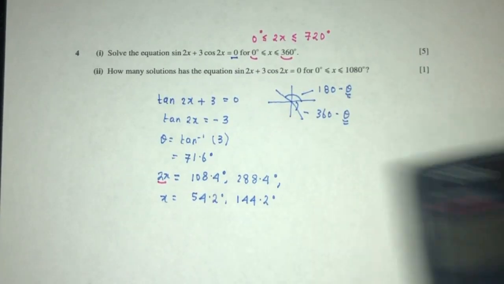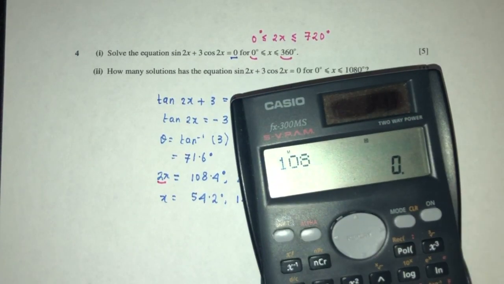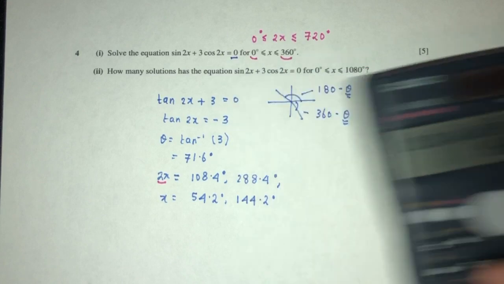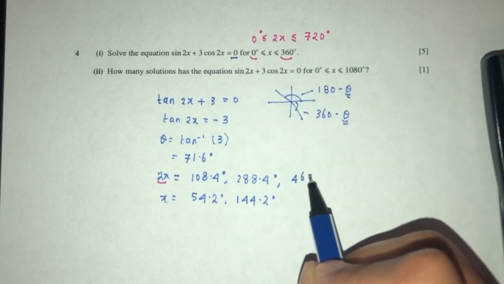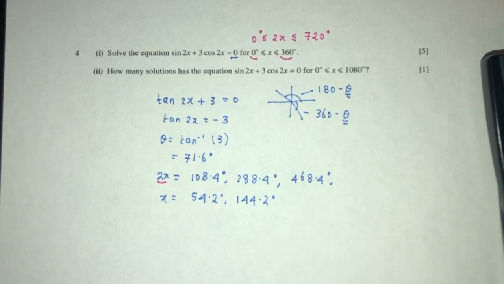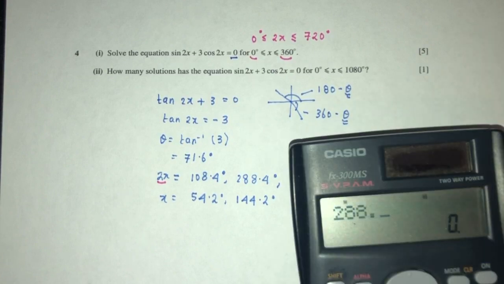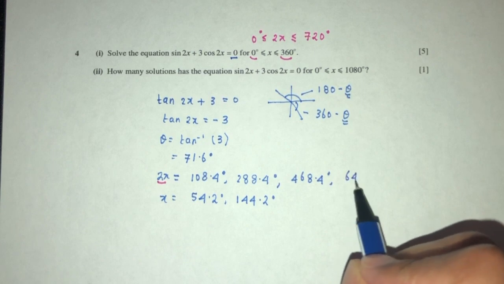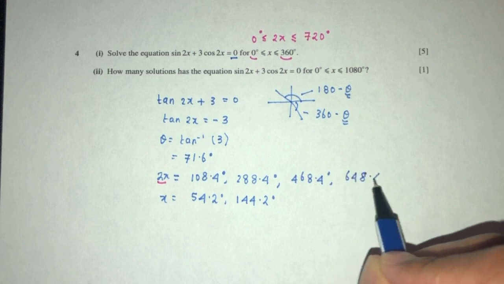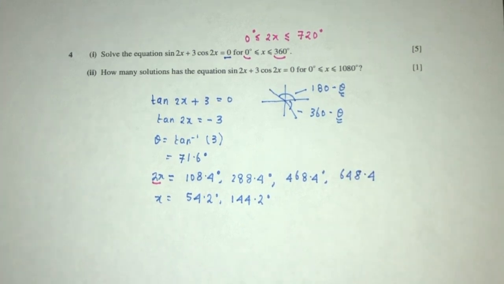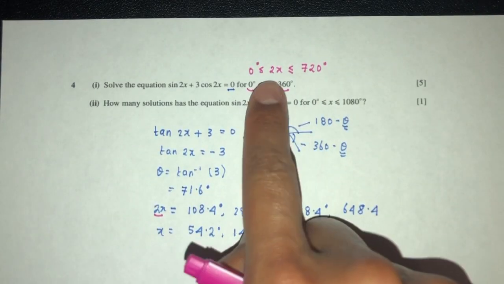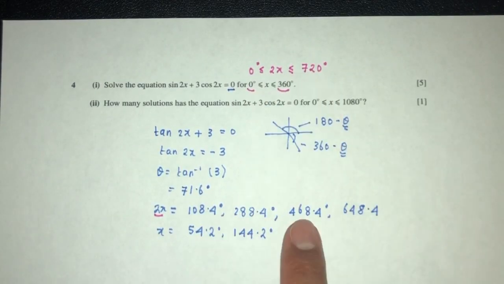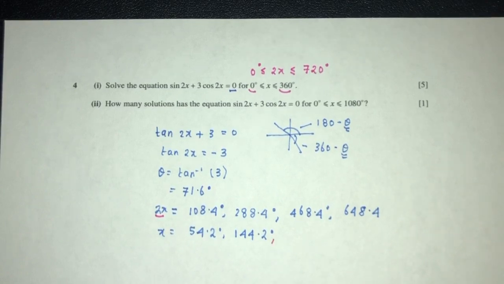Let's add 360. So 108.4 plus 360, that'll be 468.4. And this one, 288.4 plus 360, that should be 648.4. Now again, you can see 2x is still between 0 and 720, so everything is less than that as well. So it means that we can have those other answers as well.